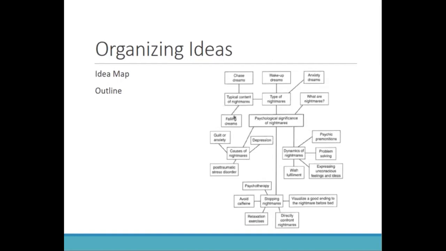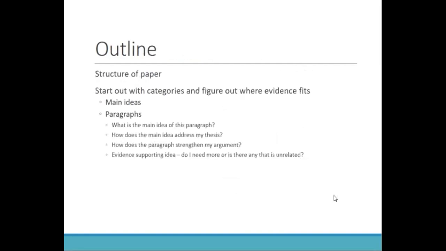An outline is really useful because it's more like paragraph form. It's basically laying out how your ideas are going to go together. It's easier to include your sources, and you can start an outline with broad categories and then figure out where your evidence fits.